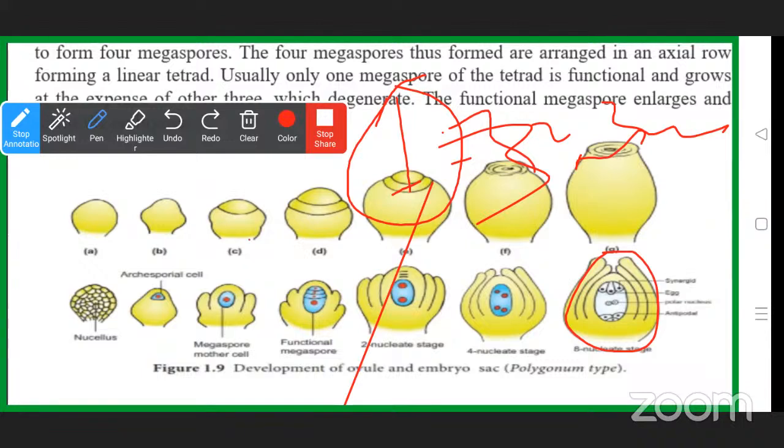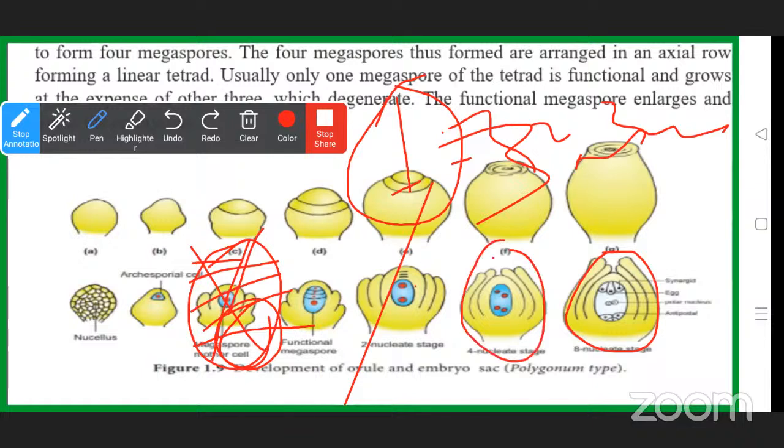You see, first the meiotic division divides into 4. Of the 4, 3 degenerate and only 1 remains. The first mitotic division divides into 2, the second into 4, the third into 8: 4 micropylar and 4 chalazal. And here the dislocation of these nuclei takes place.